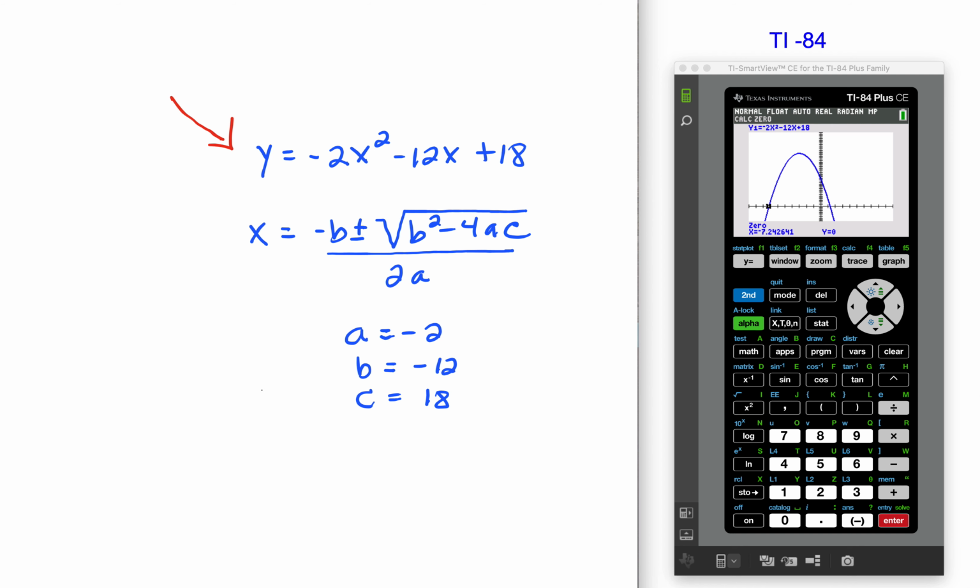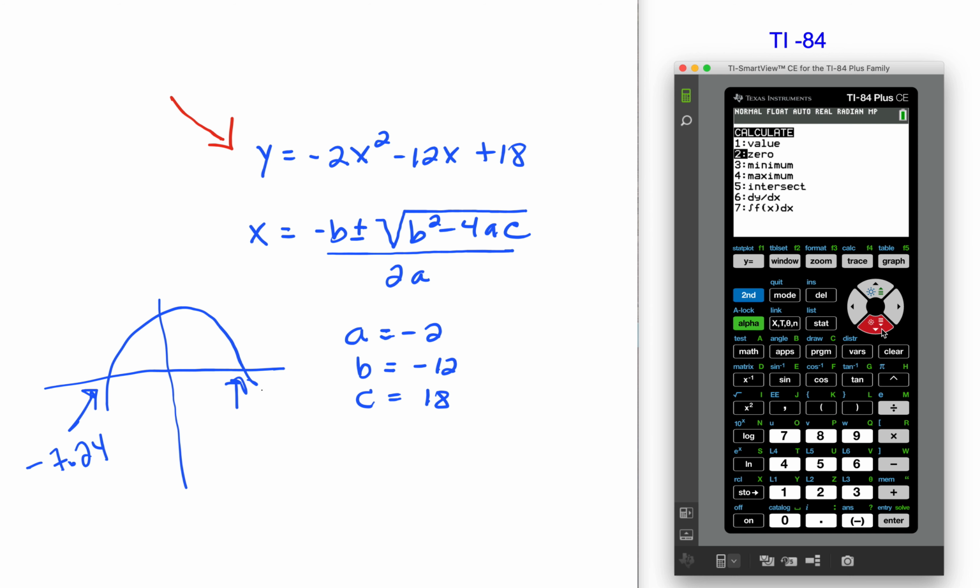All right, so you're going to go over here. I'm just going to write that down. I'm going to draw it actually. Go like that, like that. So we found this right here to be negative 7.24. All right, now let's find this other one over here. So Second, Calculate, 0. All right, and let's go over here.